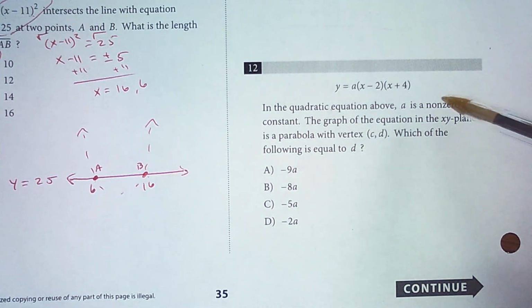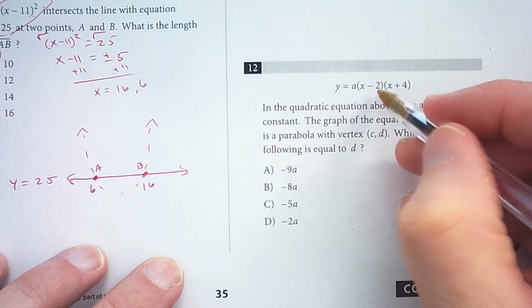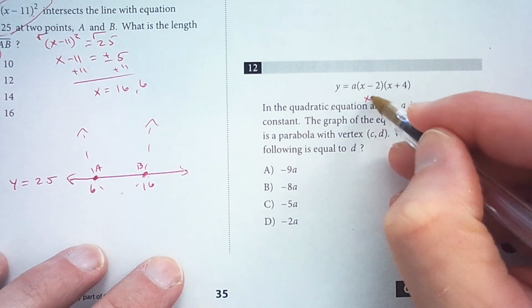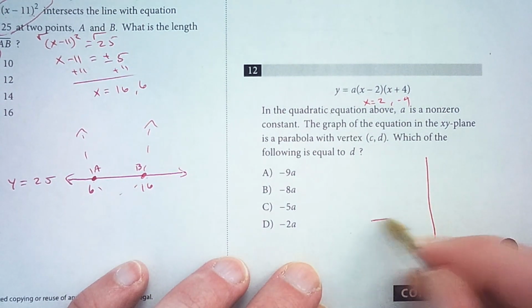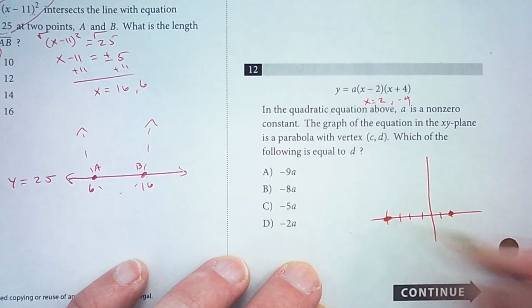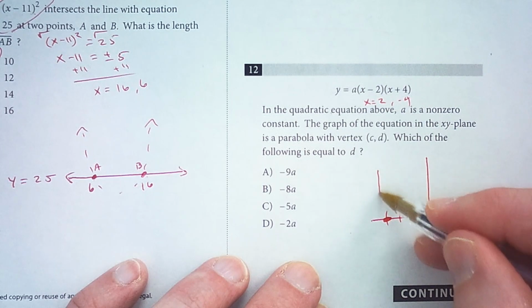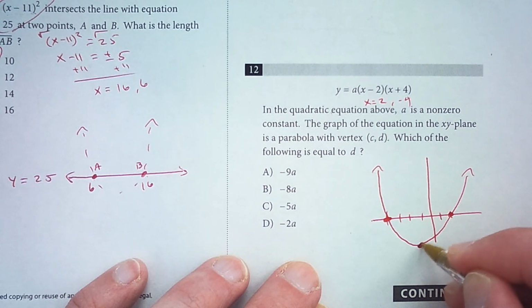In the quadratic equation above, a is a non-zero constant. The graph of the equation in the xy plane is a parabola with vertex (c, d). Which of the following is equal to d? So I'm going to graph what I know of this parabola. This parabola has x-intercepts at 2 and negative 4. If I graph it, it's going to look like this. At 2 and negative 4, I've got x-intercepts. So it will look about like this.